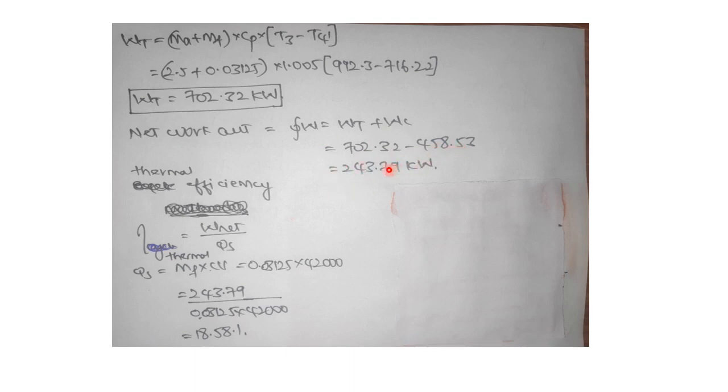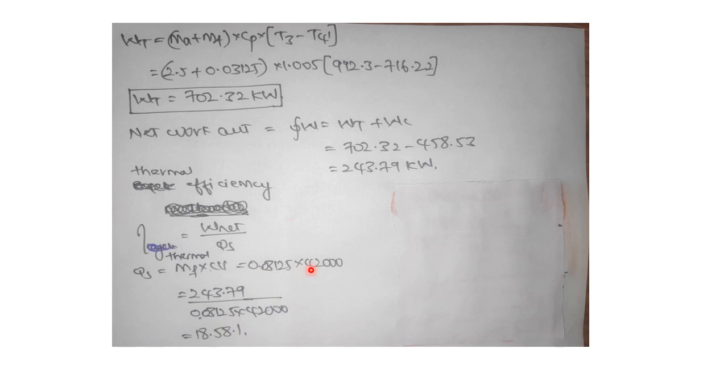Now, thermal efficiency is given by output by input. What is input? Heat supplied. Heat supplied is mass flow rate of fuel into Cv. So it is 0.03125 into 42,000. This is the value of the heat supplied by the fuel. You can substitute directly here. What is QS? You know W net, you have calculated it from here. So W net divided by QS. If you substitute it, you'll get around 18.58, which is the answer for this particular question.